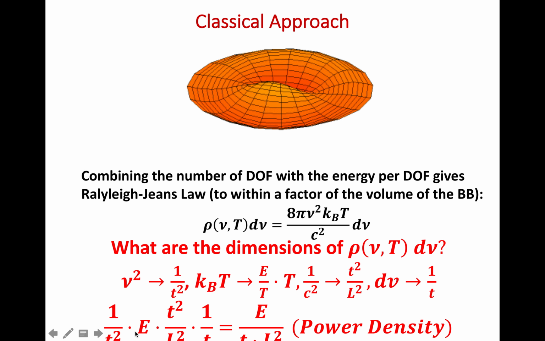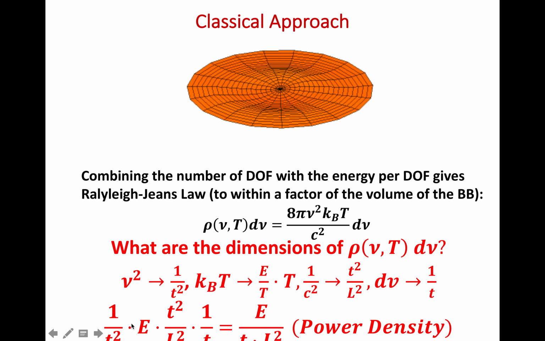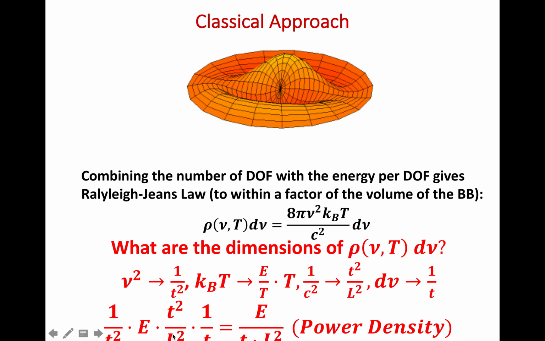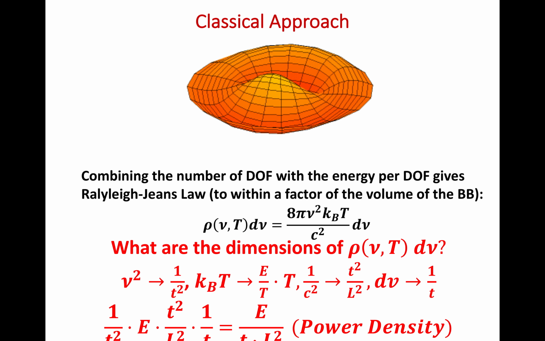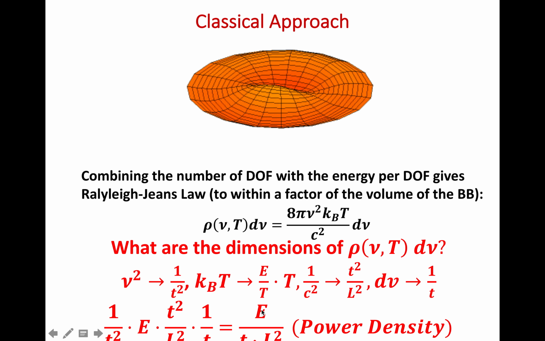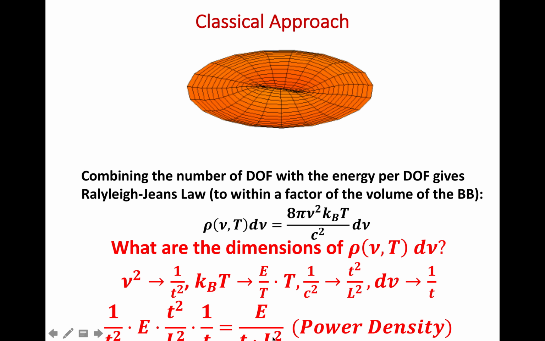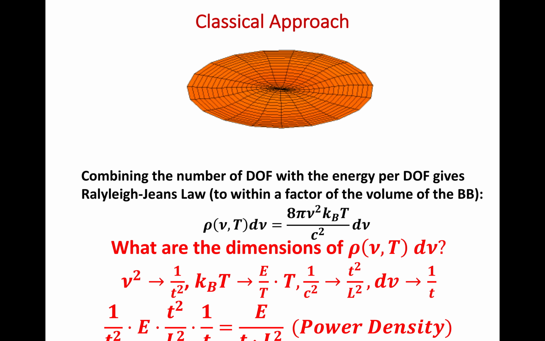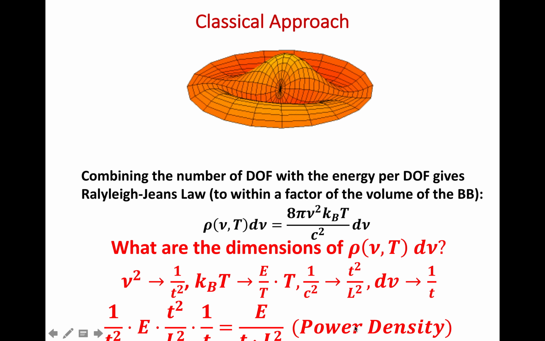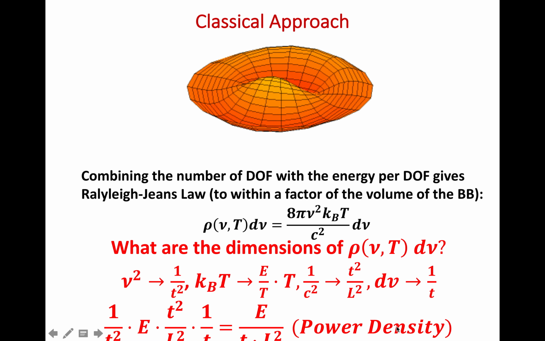So I combine all of these things together. Oh gosh, I'm getting cut off at the bottom. Very sorry about this. So I've got 1 over time squared times E times time squared over length squared times 1 over time. So when I cancel all my dimensions, at the end of the day, I'm going to have energy over time times length squared. Energy over time is a power, and length squared is an area. So what we do is we call this a power density, right? This is a power per unit area emitted from my object.